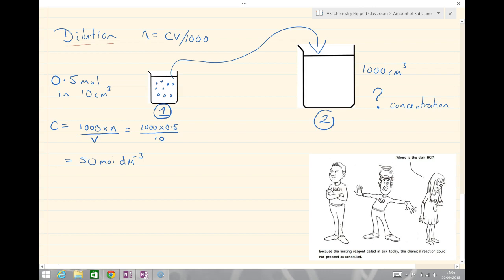Now, what we can say about the moles in number 1 is that it's equal to the concentration times by the volume. In beaker number 2, because we're not changing the number of moles, the number of moles in beaker 2 is the same as in beaker 1, and therefore the number of moles in 1 is equal to the concentration in 2 multiplied by the volume in 2.